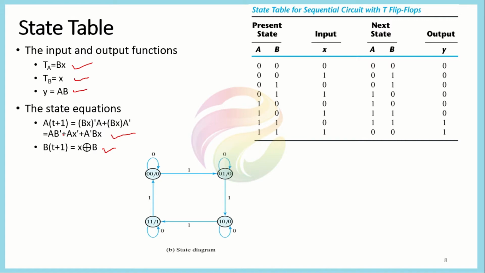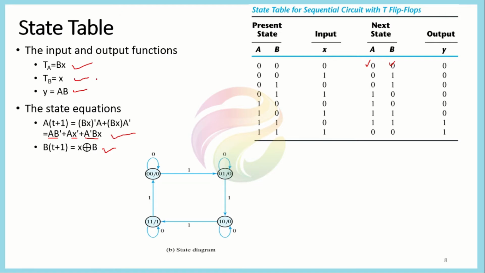So if we put all these values here, because all these terms are ANDed, the result would be equal to 0. So we would have a equal to 0, while the next term of b is represented as the exclusive OR of x with b. The value of b here is 0 and x is also equal to 0. So for the exclusive OR of these inputs, the next value of b would be equal to 0.